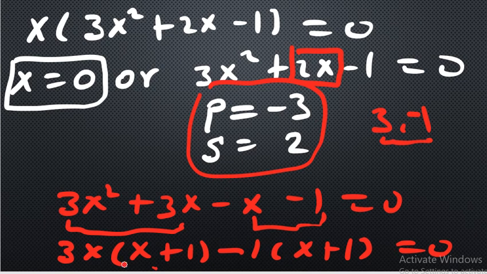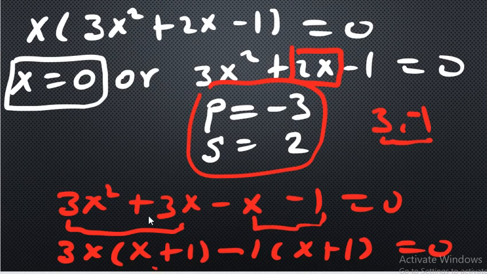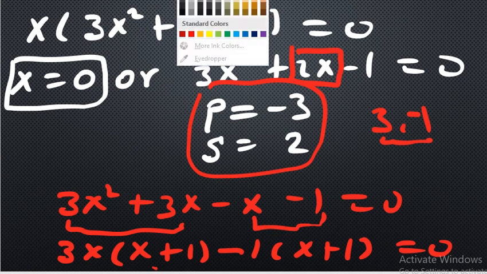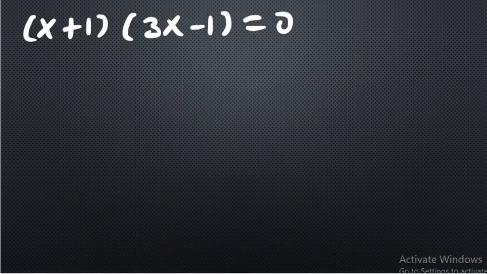Still, we can extract a common factor from this expression. x plus 1 will be taken as common. Okay, let's go on to the next page again. When you take out x plus 1 as common, what remains? 3x minus 1 remains, equal to 0. Let's check again. If you take out x plus 1, what is left? 3x minus 1 remains. Okay, let's go on.